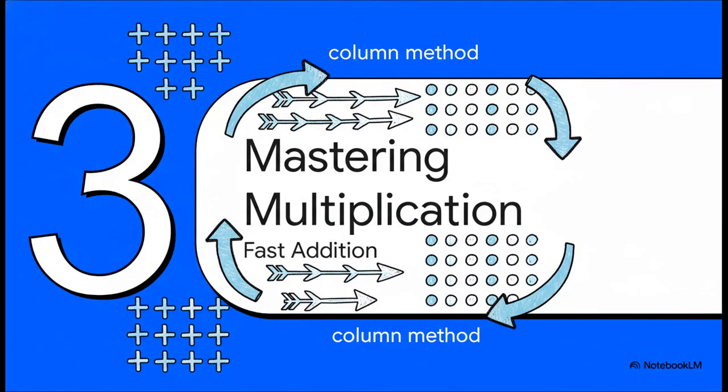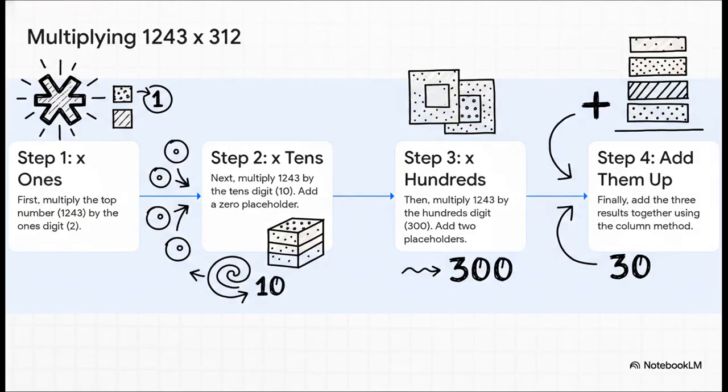So what about multiplication? Well, think about it like this. Multiplication is just a super fast way to do addition over and over. And guess what? The column method is going to help us keep it all organized here, too. Let's check this out.